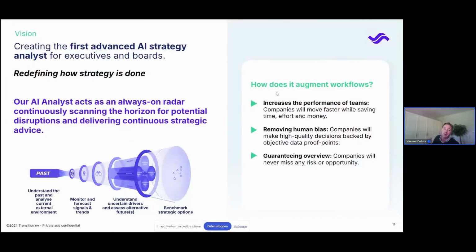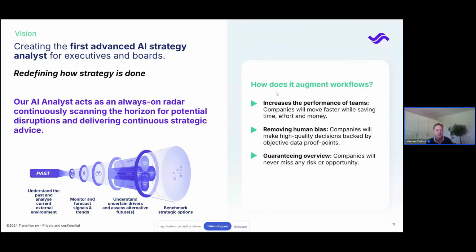Now, this is really where our vision comes in. The vision about Trendtracker is that we're creating an advanced AI strategic analyst for teams that support executives and boards. We're basically redefining how strategy is done by fusing AI with the traditional strategic practices. You can think of our AI analyst as an always-on radar that continuously scans your horizon, your external environment, for potential disruptions, and delivers a continuous flood of strategic, tailored advice.